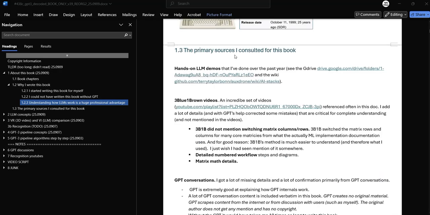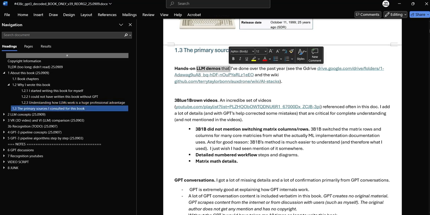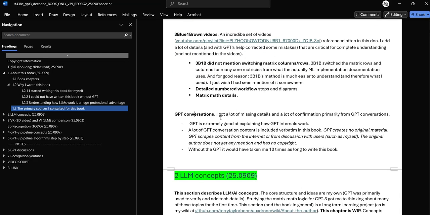And the primary sources I consulted for this book: hands-on demos that I've done over the past year, which I showed you in my wiki, and these 3Blue1Brown videos. Incredible set of videos. But a lot of little details left out, which is, I hit a wall when I was watching these videos. I couldn't figure things out. Something was missing. And I got what was missing by having a lot of conversations with ChatGPT. It's not intelligent, so you have to spend a lot of time figuring out what here has GPT made a mistake, what has GPT missed, but it's still really incredibly helpful.